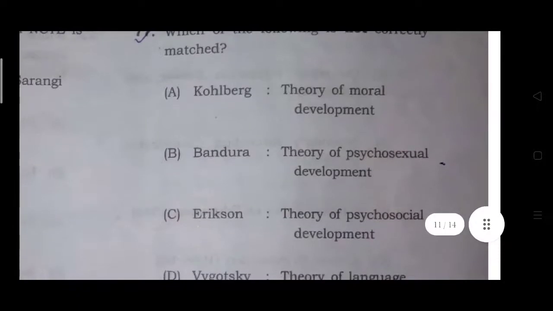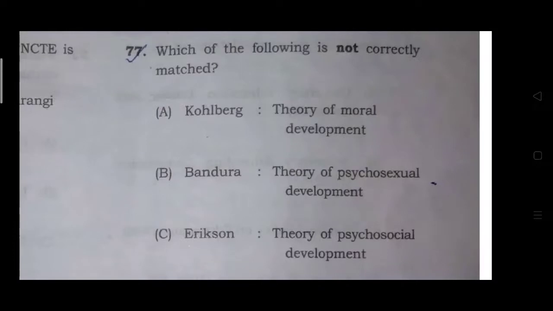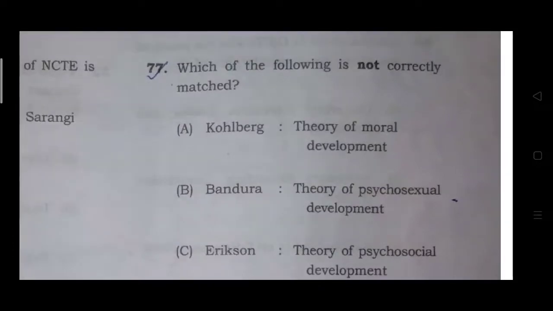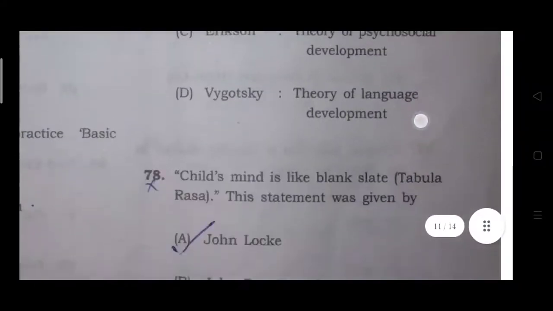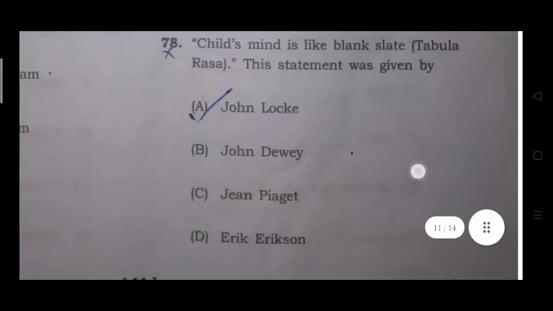Here option B is the correct answer. Bandura is given as the theory of psychosexual development. But what Bandura has given is social learning theory. So option B is the correct answer. Number 78. The child's mind is like a blank slate, tabula rasa. This statement was given by, option A is the correct answer, John Locke.